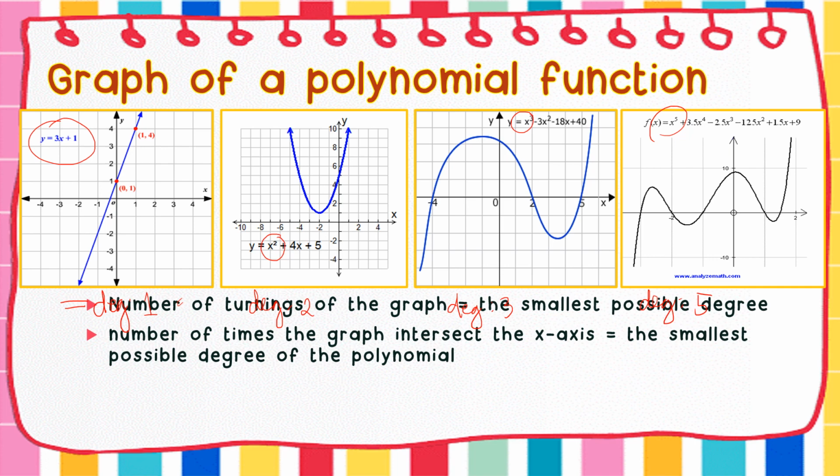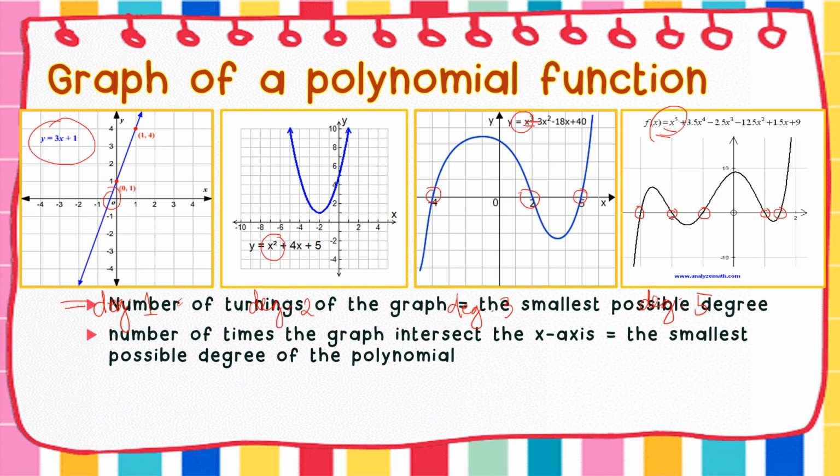Tingnan natin ang first graph. Ang degree niya ay 1 at isang beses lang siyang tumama sa x-axis. Let's go to the third one. Ang degree niya ay 3 at tatlong beses siyang tumama sa x-axis. And the fourth one, degree 5, we have 1, 2, 3, 4, and 5.